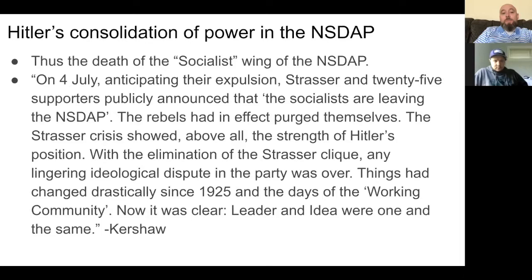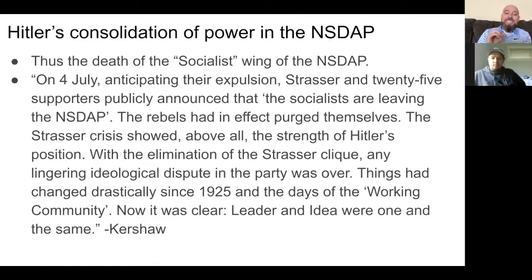On July 4th, anticipating their expulsion from the NSDAP, Strasser and 25 supporters publicly announced the socialists are leaving the NSDAP. The rebels, if you will, had in effect purged themselves. The Strasser crisis is what we call this, and it showed above all the strength of Hitler's position in the party. With the elimination of the Strasser clique, any lingering ideological dispute in the party was over. Things had changed drastically since 1925 in the days of the working community. Now it was clear, leader and idea were one and the same.